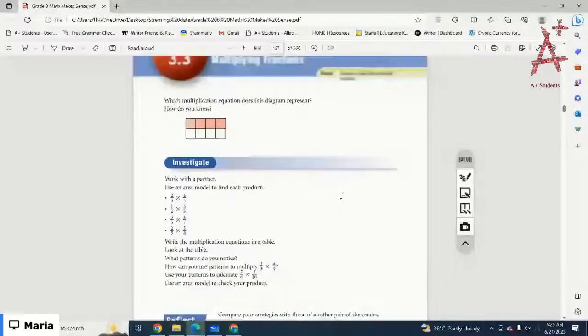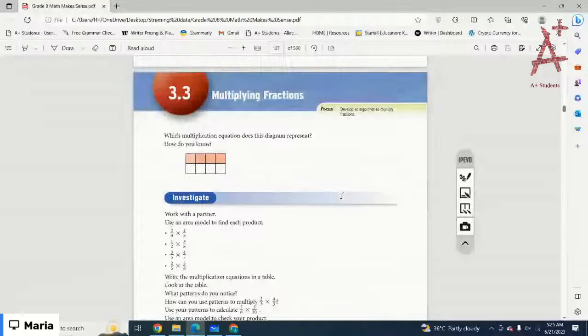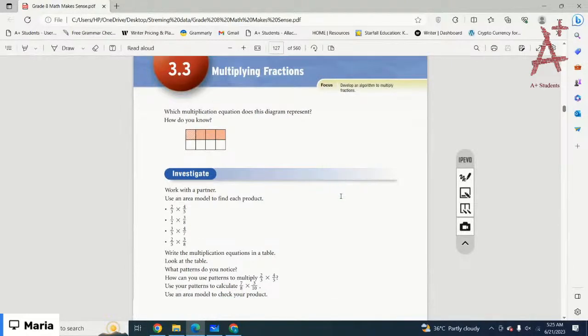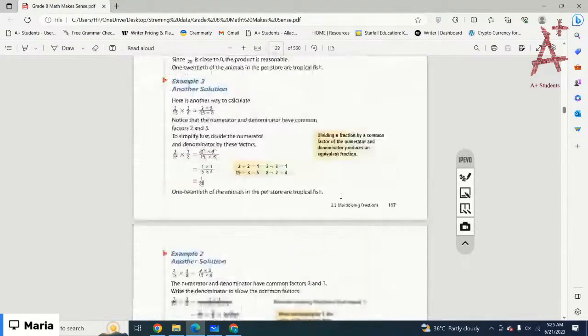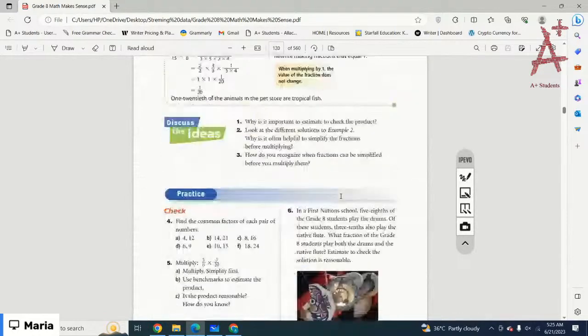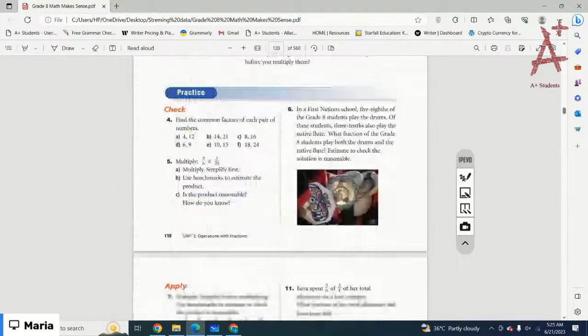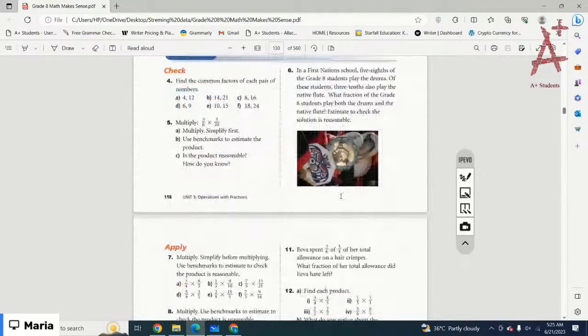Okay, let's just start with question 3.3, that is multiplying fractions. So let's just start with the practice questions. Find the common factors of each pair of numbers. So you have to find the common factors. Got it? The first one is 4 and 12. You have to find the common factor.